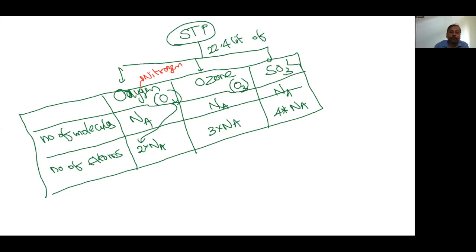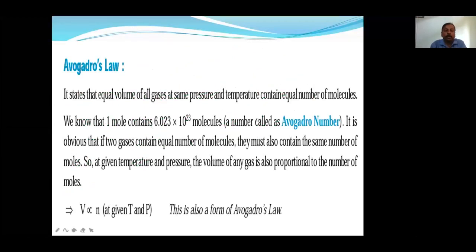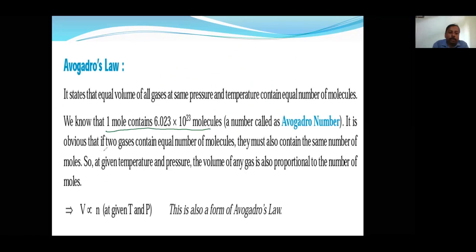Now, how it is proved and what the mathematical formula is, we are going to see now. Are you able to see it on your screen? It states that equal volumes of all gases at the same pressure and temperature have equal number of molecules. Now I think this sentence is more clear to you. If we know that one mole contains these many molecules, it is obvious that two gases containing equal number of molecules must also contain the same number of moles.